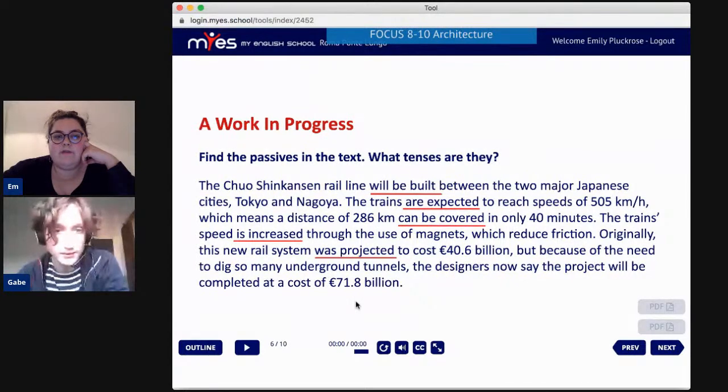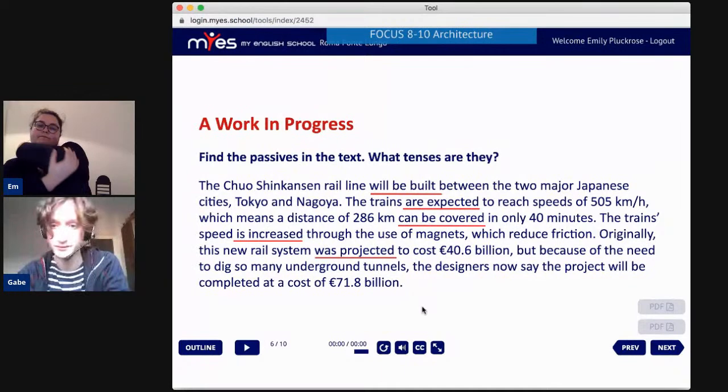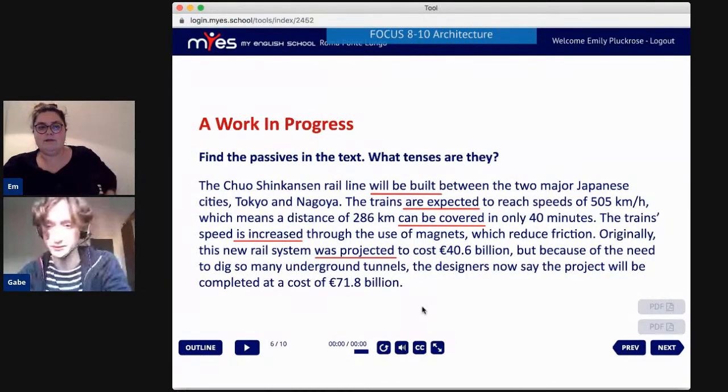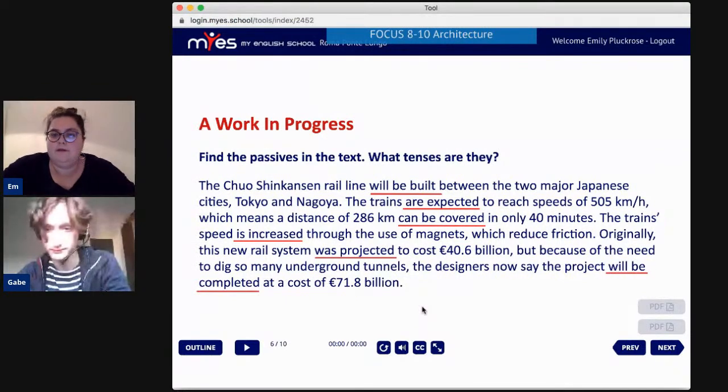Yeah, Roberta, be covered is not really an infinitive passive, but a modal passive with the verb can. And will be completed. Yeah. Excellent. This is the last one. Good stuff from everyone. Very nice.